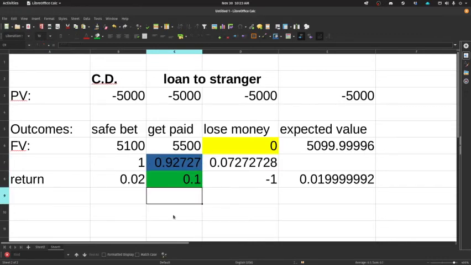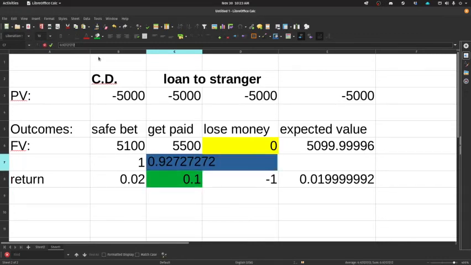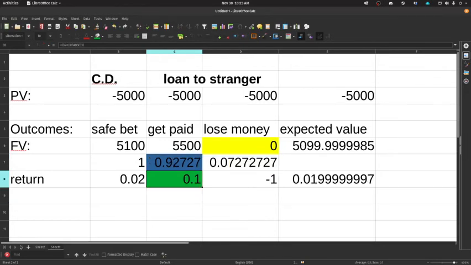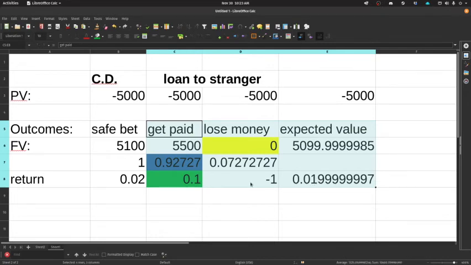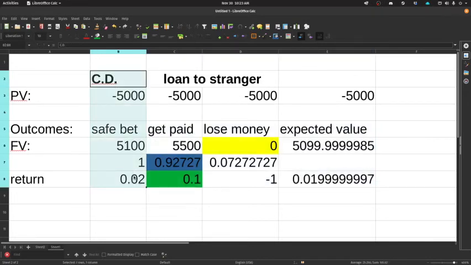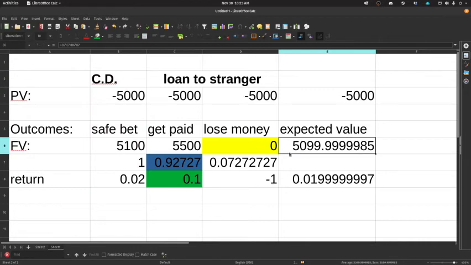And it was something like that. At that point, let's add another 7 there. At that point, if there's a 93% chance that your friend is able to pay you back, then the loan at a 10% interest rate is equivalent to the safe bet. They have the same expected value.